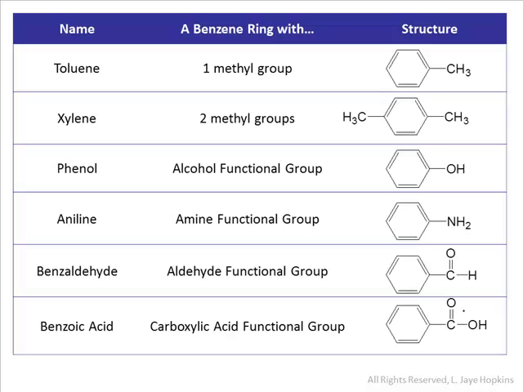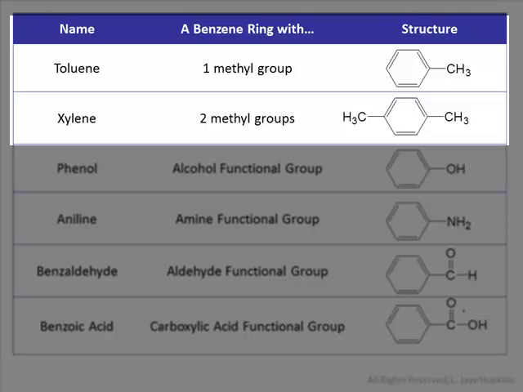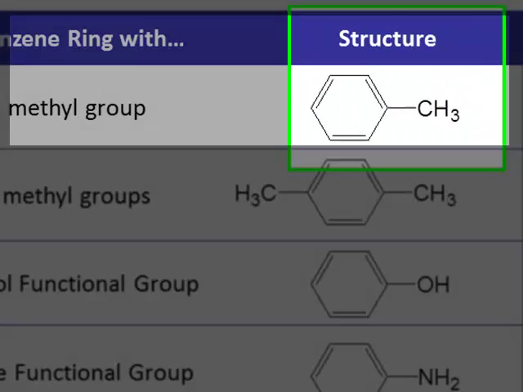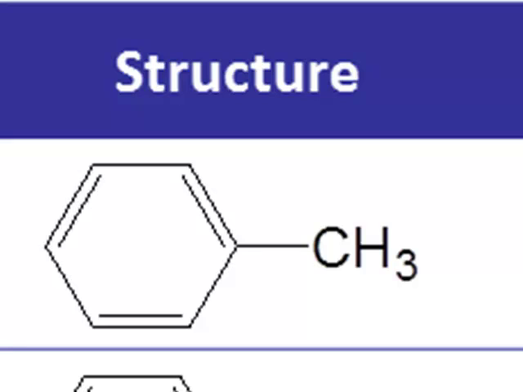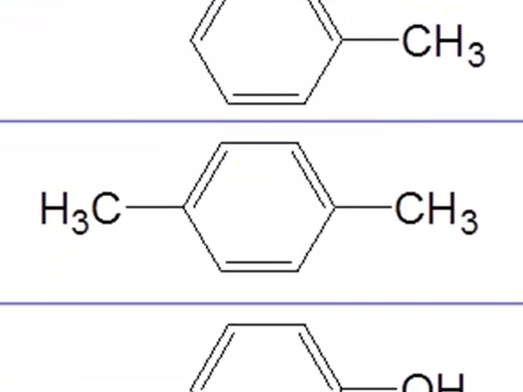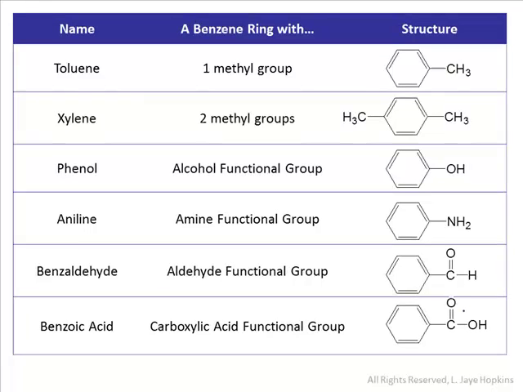Here's some of the most common simple molecules that are based on the benzene ring. The only 2 I want you to memorize right now are the first 2, toluene and xylene. Toluene is simply a benzene ring with 1 methyl group attached to it. Xylene is a benzene ring with 2 methyl groups attached. And because we haven't talked about any of the other functional groups other than alkanes, alkenes, alkynes, and aromatics, you don't need to learn the rest of this chart quite yet.